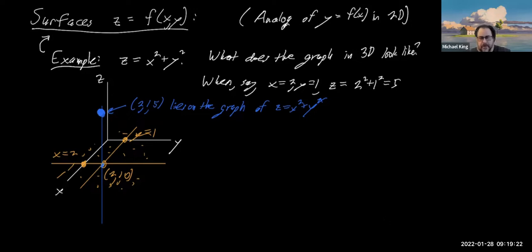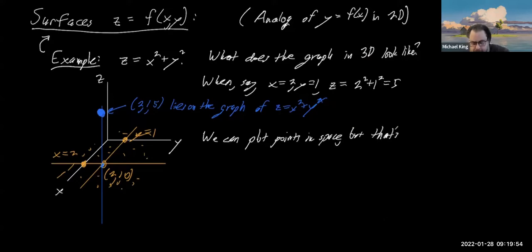I guess if you could stand in a room and suspend Christmas ornaments from different heights at the right points, you could start to see what the surface would look like. But okay, what I'm trying to say is that we can plot points in space, but that's a lot of work, and it's not necessarily helpful because it's kind of hard to see things in 3D.